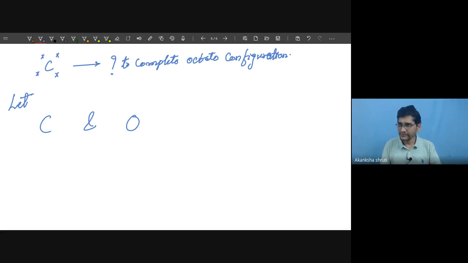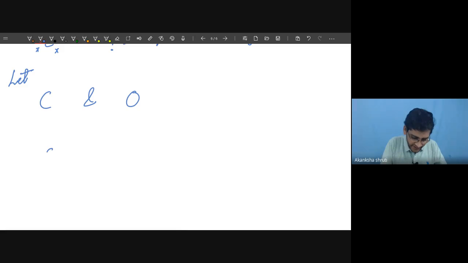Students, write down their electronic configuration. We are interested in their valence electrons. So just put the 4 crosses here, writing the symbol for the 4 crosses. This we have done earlier. For oxygen, there are total how much? Oxygen is 8, configuration is 2 and 6. Students, be careful. So these 6 electrons we have to place.